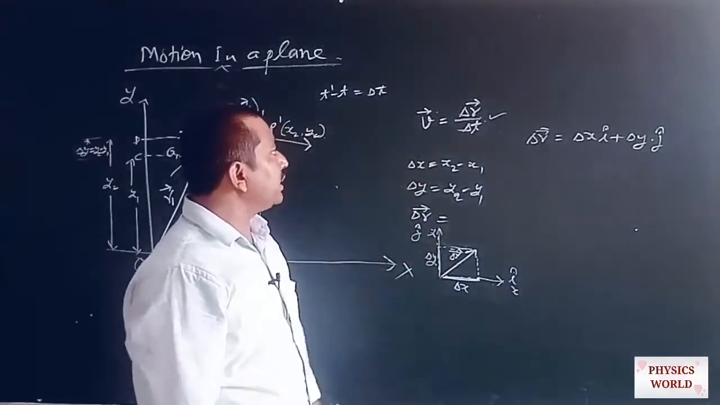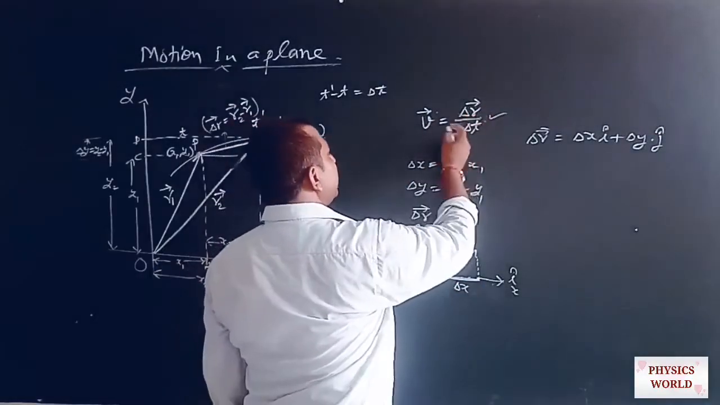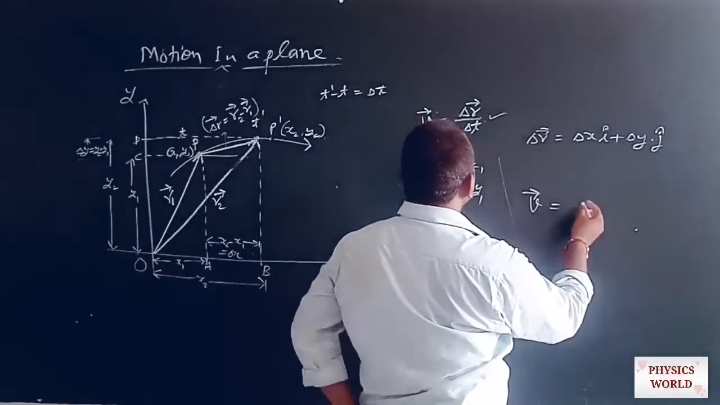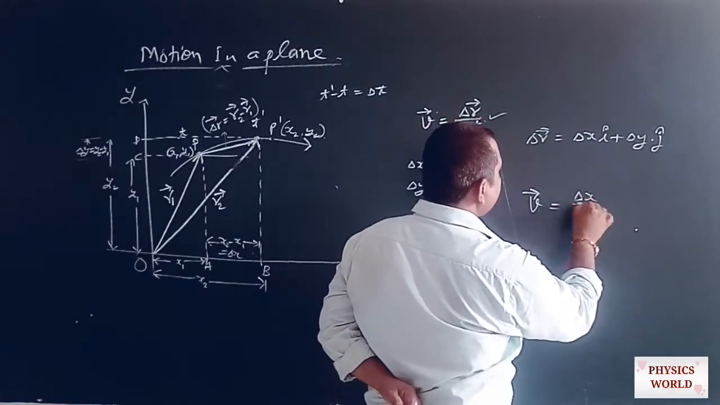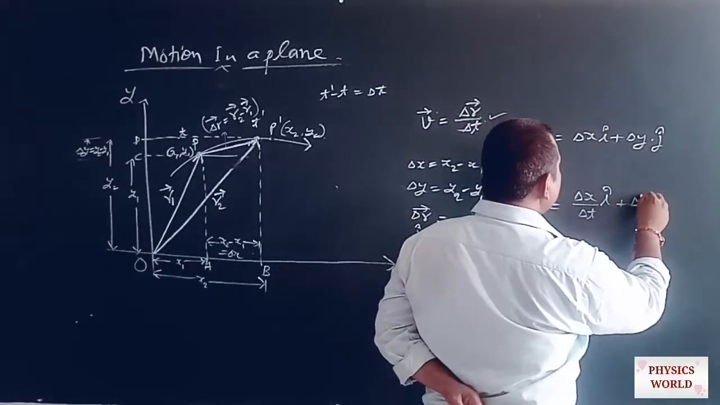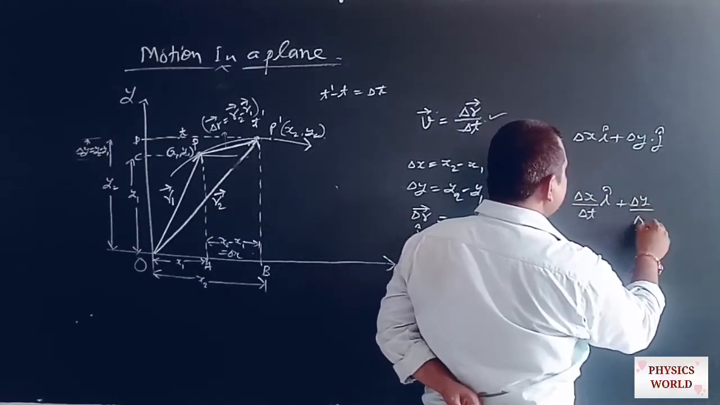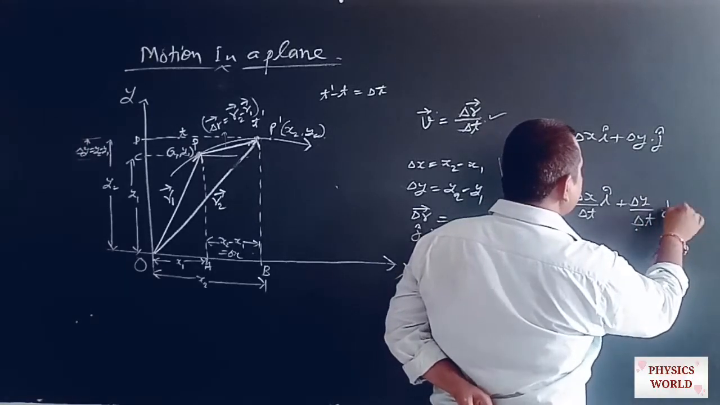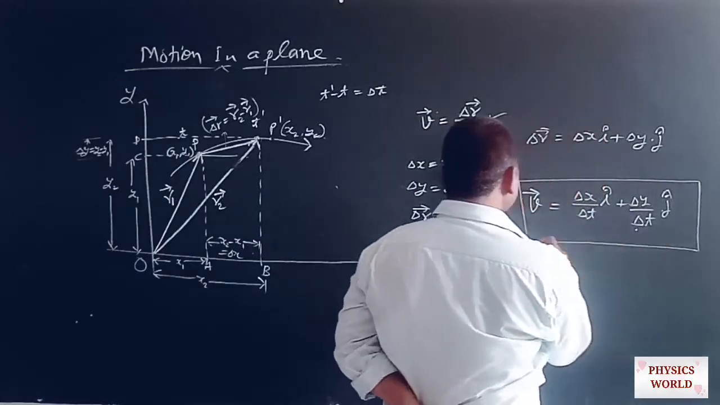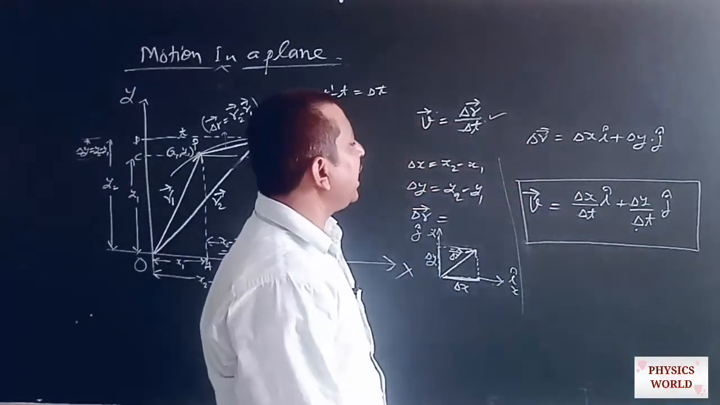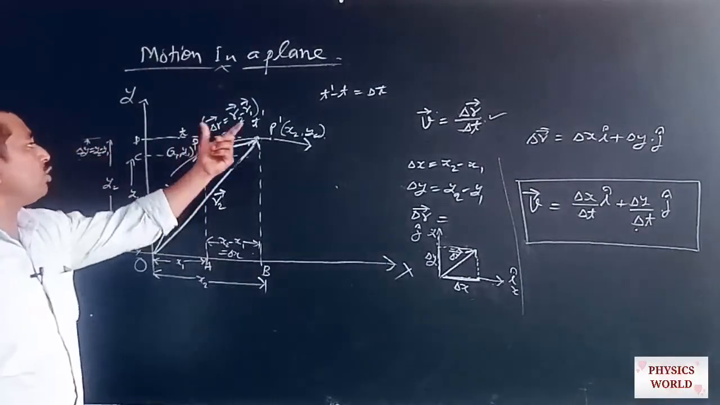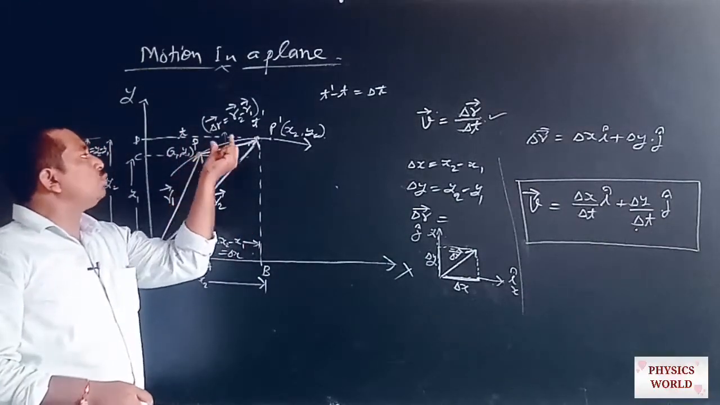So the velocity of the particle can further be expressed as delta x by delta t i cap plus delta y by delta t j cap. This is the instantaneous speed of the object, or the speed with which the particle goes from point P to P dash.